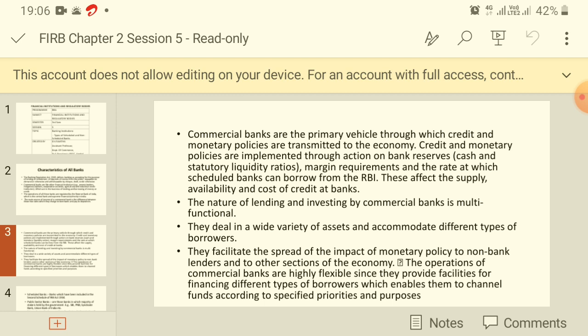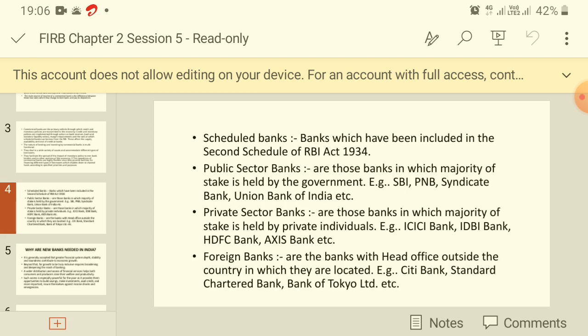The nature of lending and investing by commercial banks is multifunctional. They deal in a wide variety of assets and accommodate different types of borrowers. They facilitate the spread of the impact of monetary policy to non-bank lenders and to other sections of the economy. The operations of commercial banks are highly flexible since they provide facilities for financing different types of borrowers, which enables them to channel funds according to specified priorities and purposes.